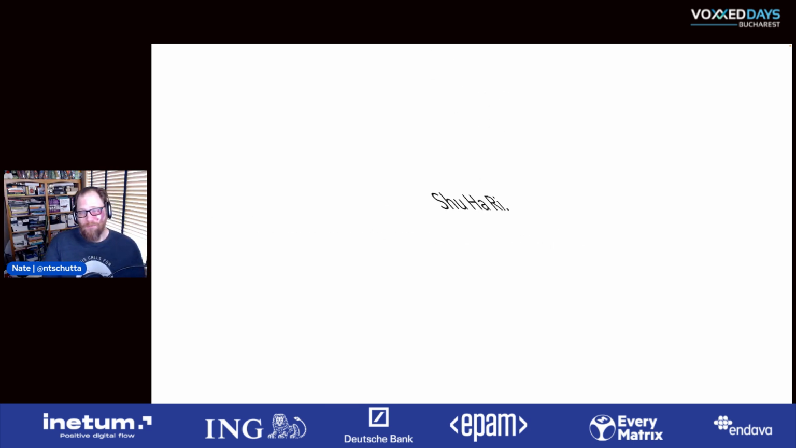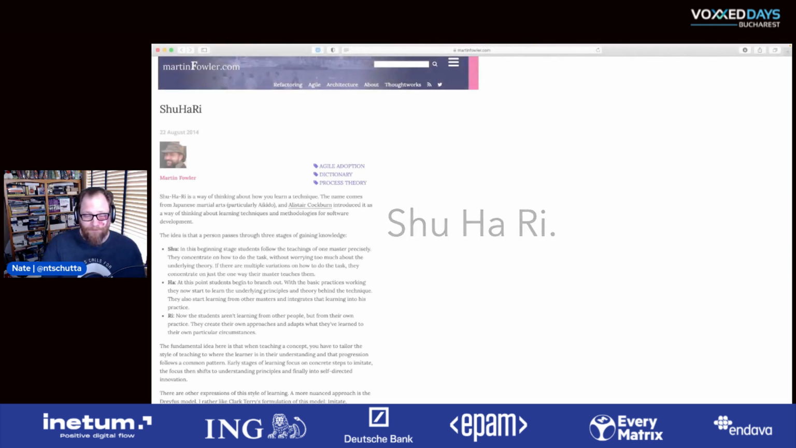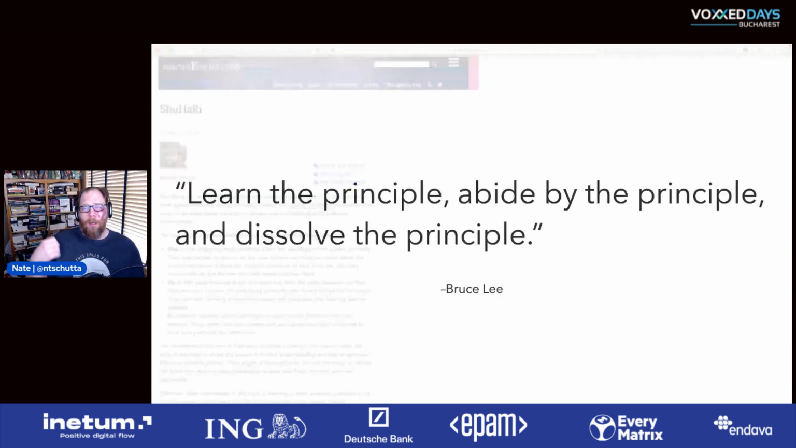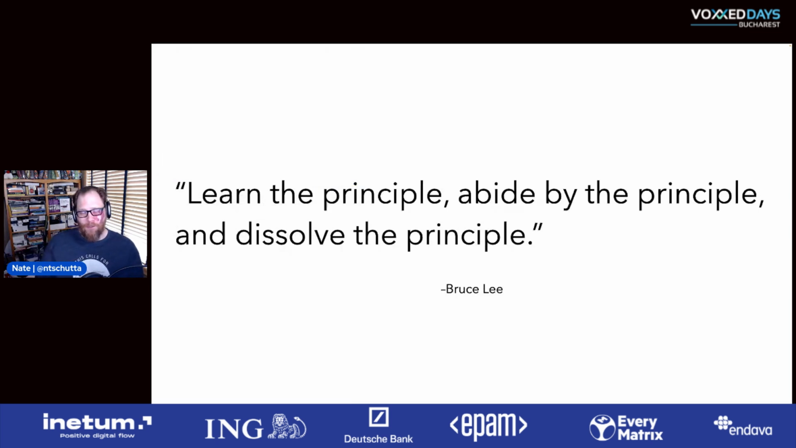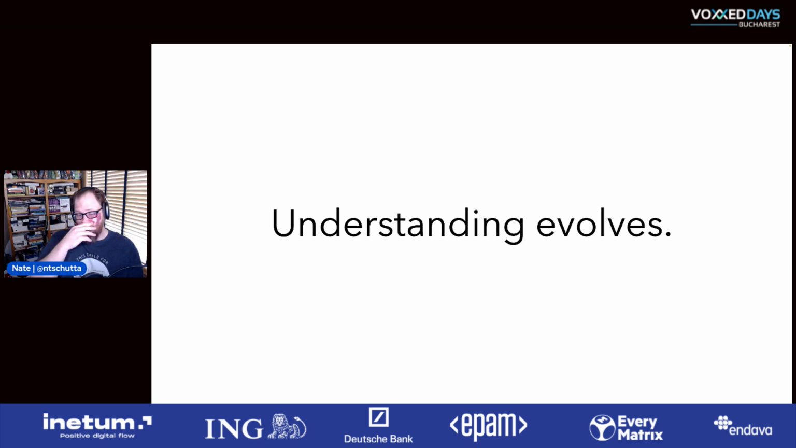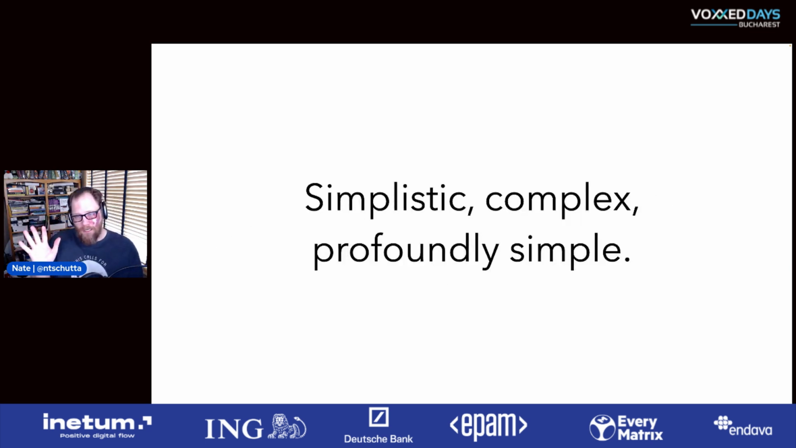It's important to understand how we acquire skills as part of this. And one of the best ways to phrase it is Shu Ha Ri. It's actually something Martin has written about. The most pithy way I can describe it is this Bruce Lee quote, which says, learn the principle, abide by the principle, and dissolve the principle. Or another way of phrasing it, imitate, assimilate, innovate. Our understanding evolves. And William Schultz had a great way of phrasing this. He said, at first things seem really simple, then they get really complex. And then you find sort of that wonderful, profound journey that comes at the end of it.